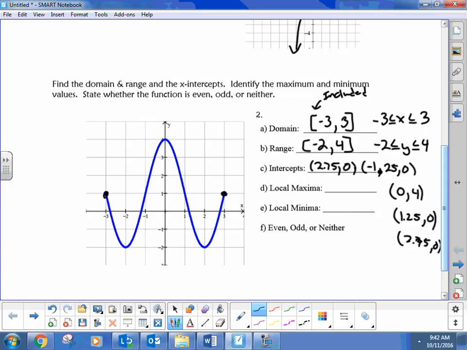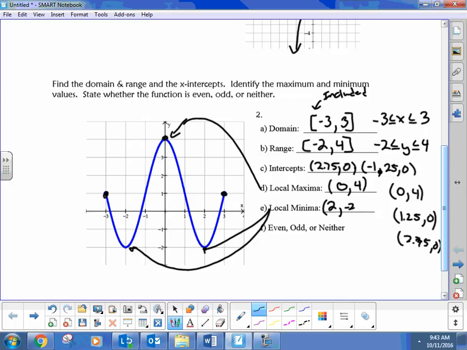This is all lovely. Local maximum, there's only one. This is considered a local maximum. So that means that in this case, you have 0, 4. There are two local minimums, that one and that one. So we have the points, let's see, it's going to be, no, not 2. Oh, no, it is going to be 2, -2, and in addition, -2, -2.